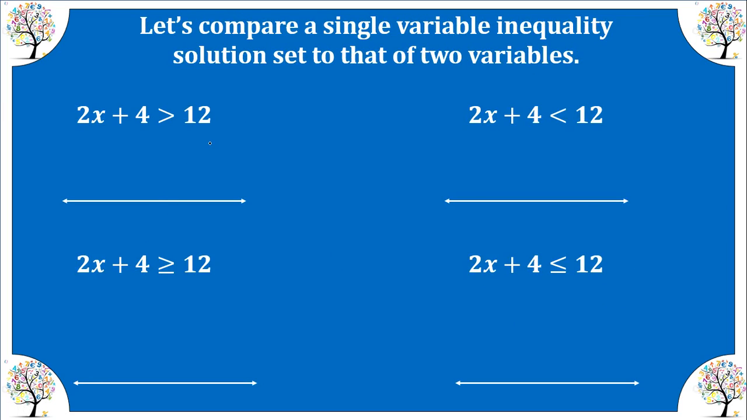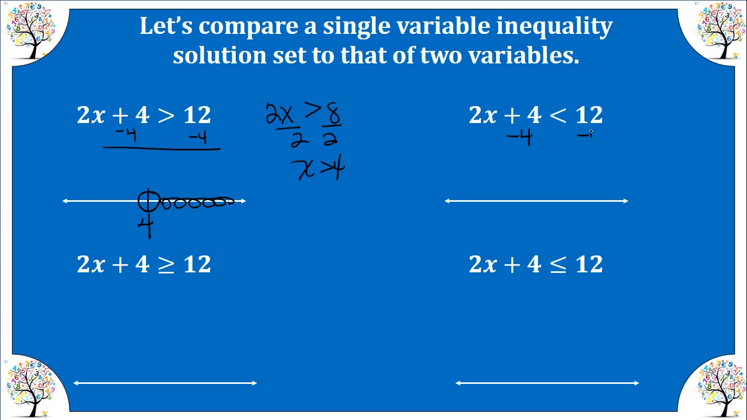Before we move into a two-variable inequality, let's recall a single variable inequality and how we graph it on the number line. So we are going to solve our inequality, and we're going to graph. Our solution is x greater than 4, and 4 is not included, so we have an open circle. That means this point 4 is not part of the solution. Then my solutions are greater, so we shade to the right.